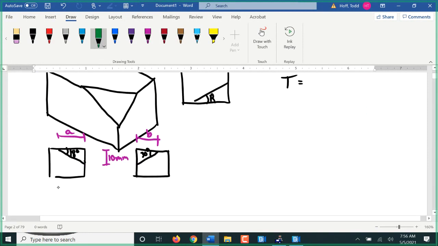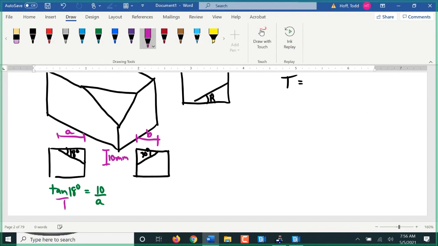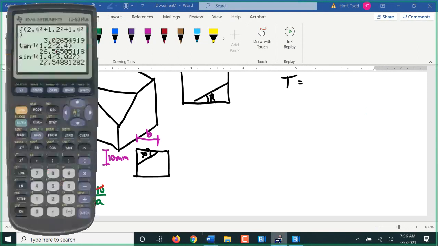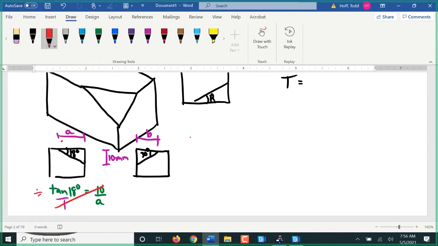For dimension A, this is just a tangent. Tangent of 18 degrees equals 10 over A. Set over 1, so we can cross multiply and divide. 1 times 10 is 10, divided by the tangent of 18 degrees. It was 30.78.